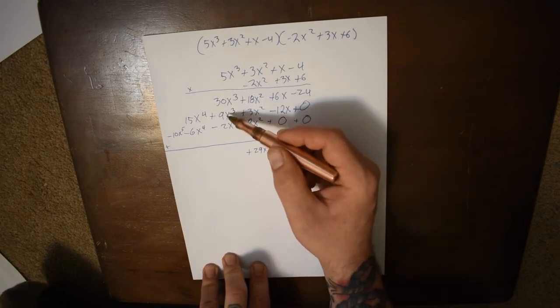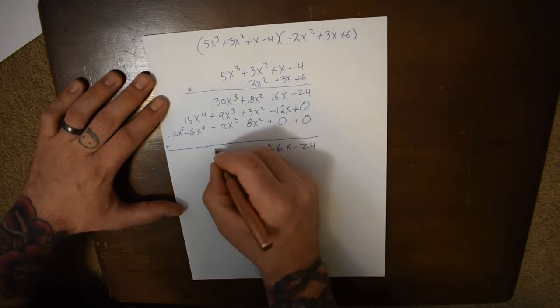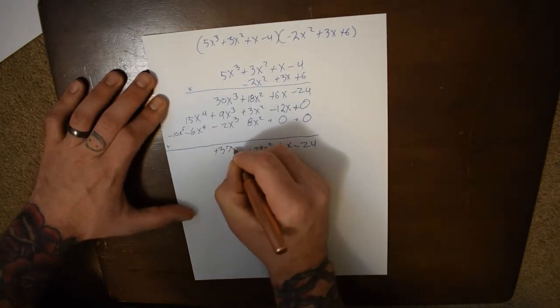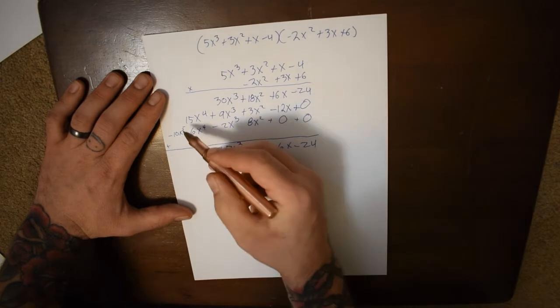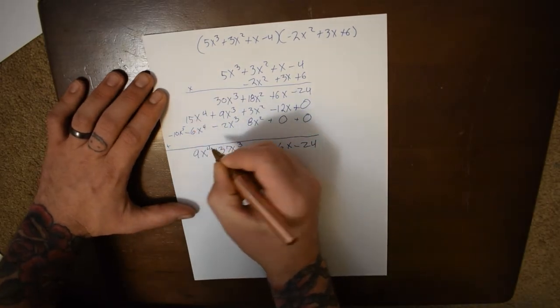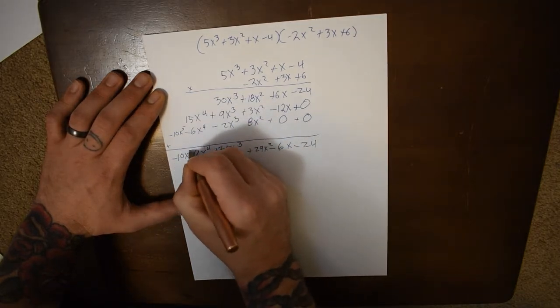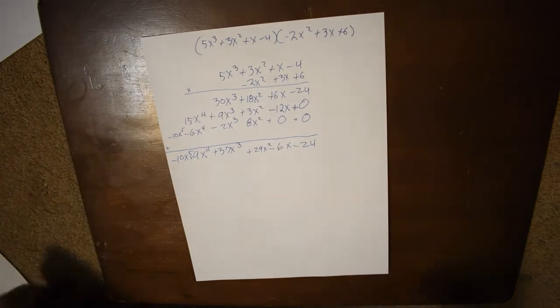30 plus 9 is 39, take away 2 will give us a positive 37x cubed. 15 take away 6 would leave us with 9x to the fourth, and finally minus 10x to the fifth. Need a plus sign right there.